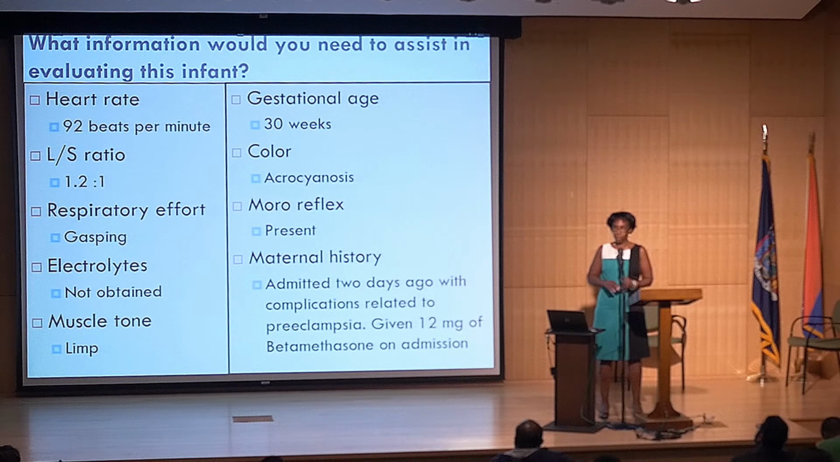So right now you know the baby's 30 weeks in gestation. Right? You have a heart rate, a respiratory effort, you have a muscle tone, and you have a color. Right? So at this point in time, you have an idea about what's going on.